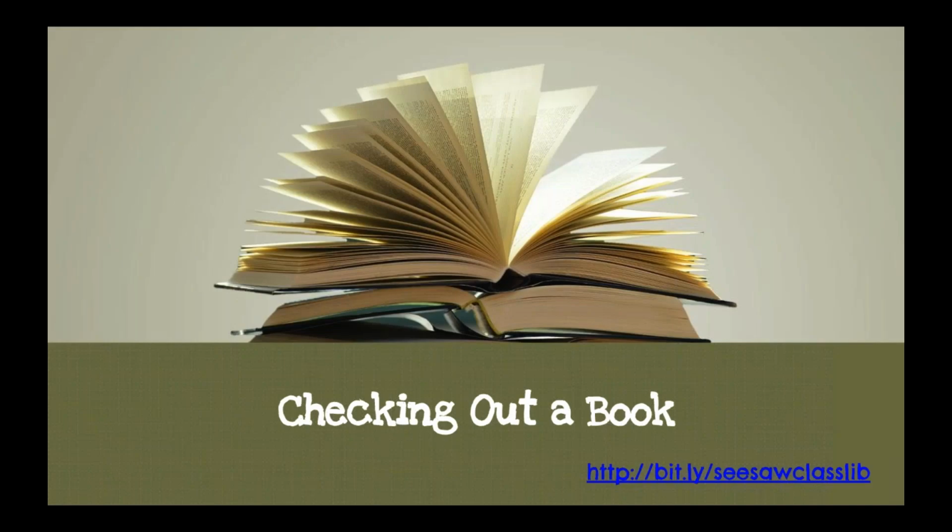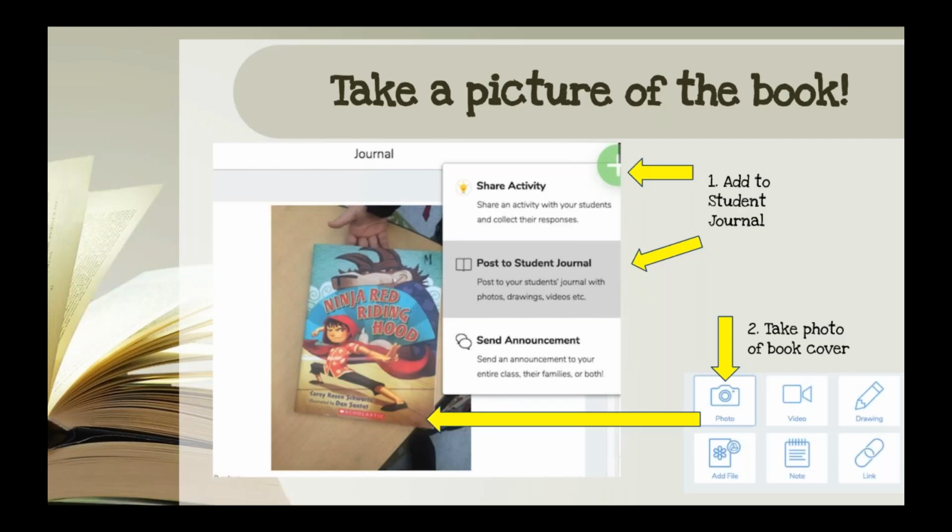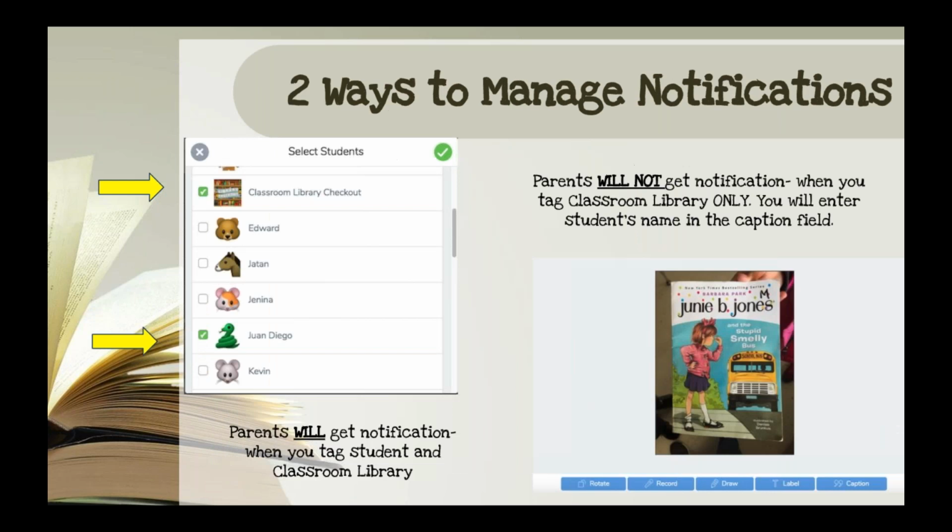So here we go. We're going to check out a book today. So this is what the students would do. You go to Add to Student Journal, so the green plus, Post to Student Journal. You're going to click on the photo and take a photo of the book cover. So there's an exact picture of a student who's taking a picture of a book that they're checking out from my library.